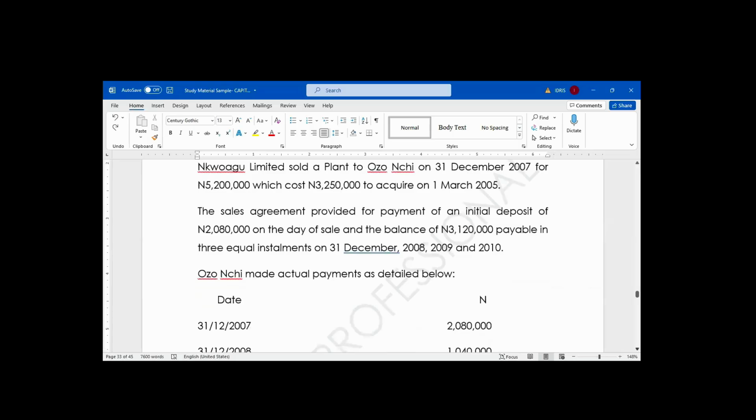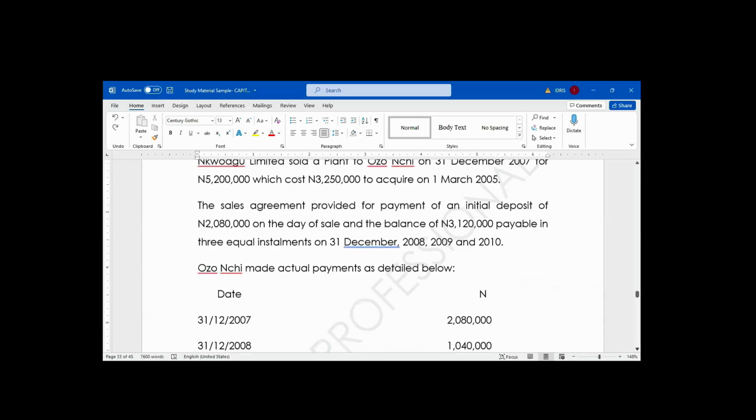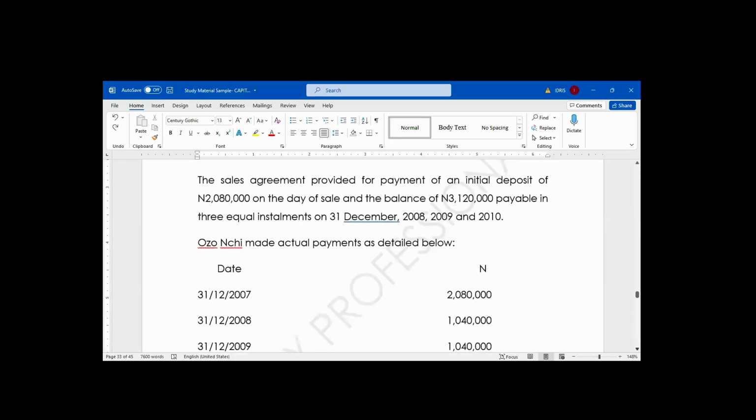The examiner even shows us how much he paid. In 2007, he paid how much? 2,080,000, which is the initial deposit. In 2008, he paid how much? 1,040,000. And 2009, he paid what? 1.04.